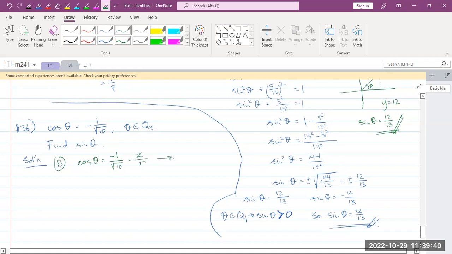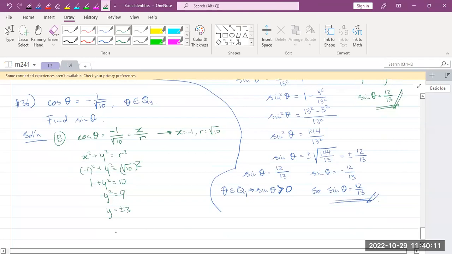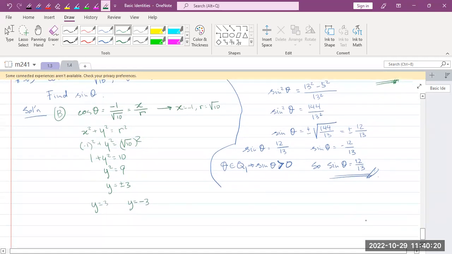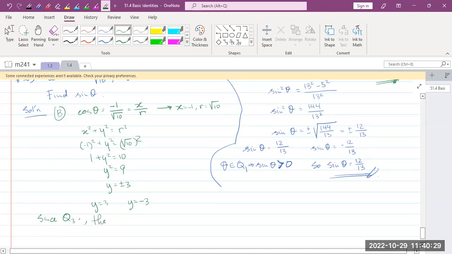Okay, so you can assign x equals -1, r equals radical 10. Now then use the Pythagorean theorem, x squared plus y squared equals r squared. That's -1 squared plus y squared equals radical 10 squared. That's 1 plus y squared equals 10. y squared equals 9. y equals plus or minus 3. So either y equals 3 or y equals -3. Now, since theta is in quadrant 3, then the y is negative, right? Imagine every coordinate in quadrant 3, the y is negative. Therefore, y equals -3.